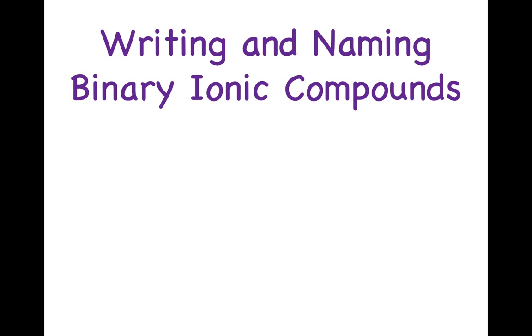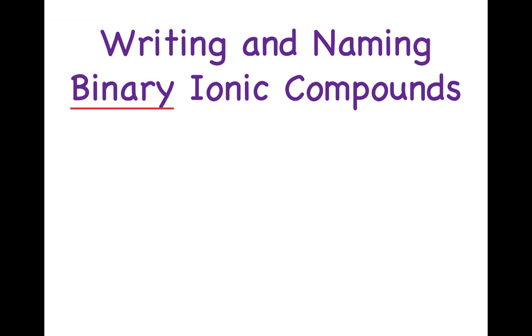Up to this point, you have looked at how to write and name just the cations and anions. Today what we're going to do is learn how to write and name them as a compound. In the previous section, you used the three-step method in order to do those. Now we're going to show you a shortcut. Kind of like in math, when you learn the long way how to do something, there's always a shortcut.